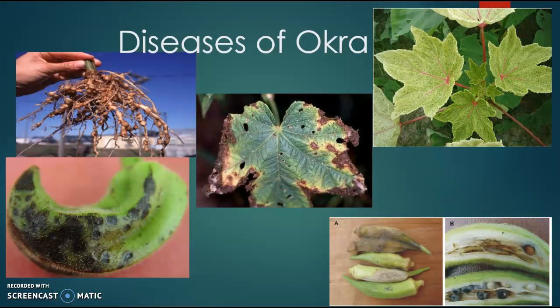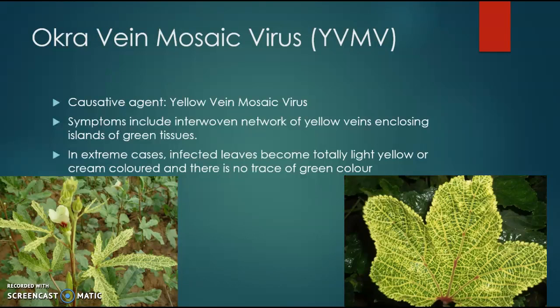Next, we will be discussing diseases of okra. Okra vein mosaic virus. Symptoms of this disease include interwoven networks of yellow veins enclosing islands of green tissues. In extreme cases, infected leaves become totally light yellow or cream-colored, and there is no trace of green color.